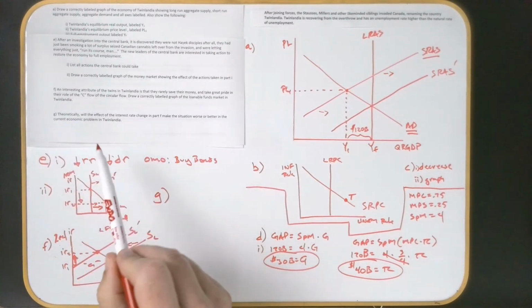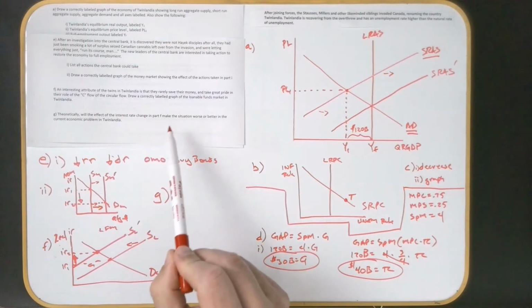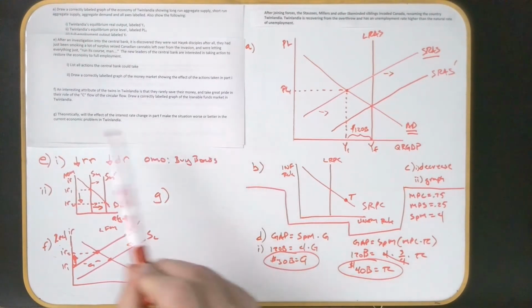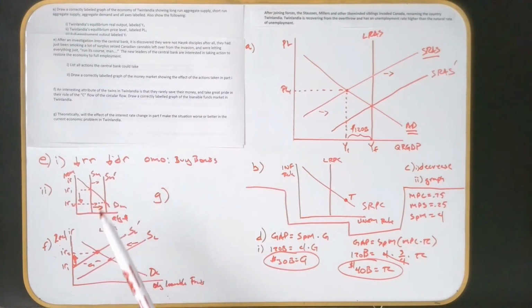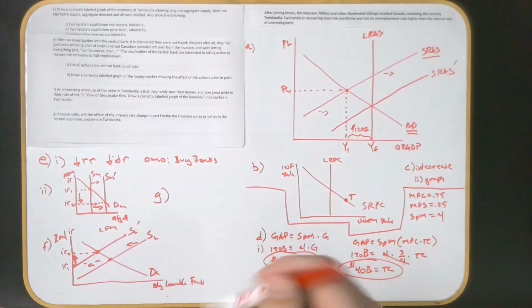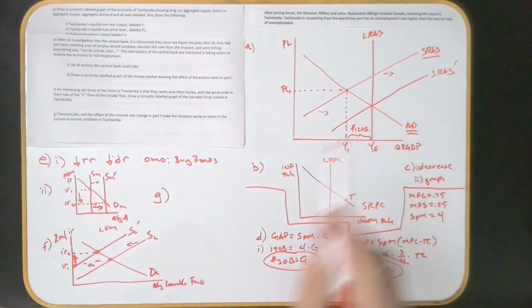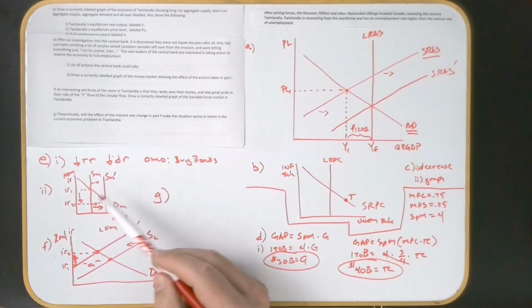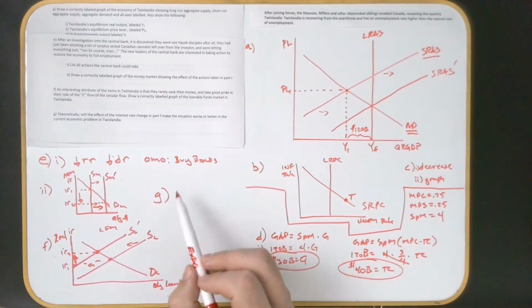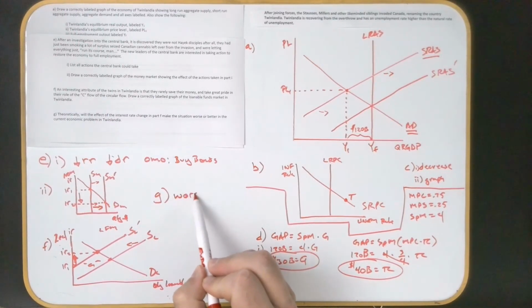It says, theoretically, will the effect of the interest rate change in part F make the situation worse or better in the current economic problem in Twinlandia? Well, here was the connection you were supposed to make. If this is raising interest rates, that's going to decrease borrowing, decrease investment, decrease consumption. So high interest rates is making the situation worse. We want low interest rates to stimulate activity. So actually, we would say it's making it worse.